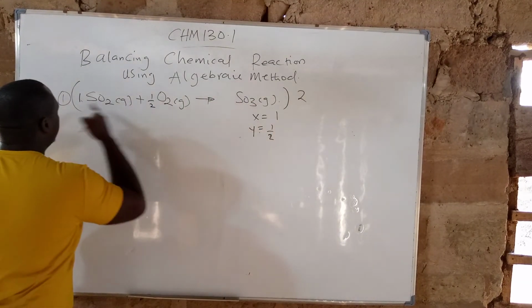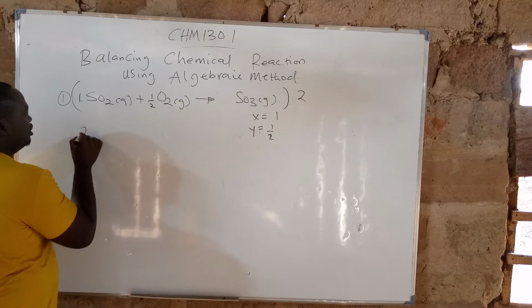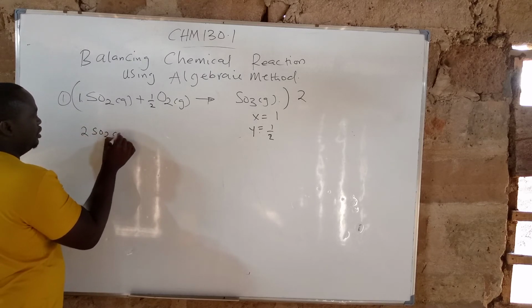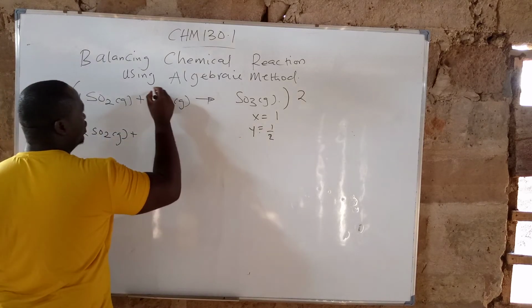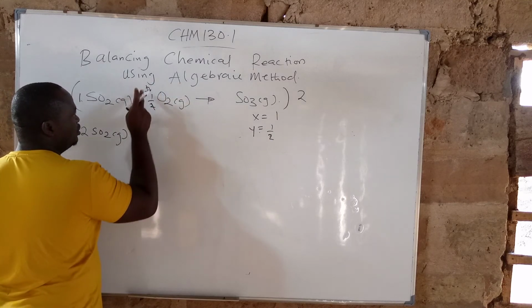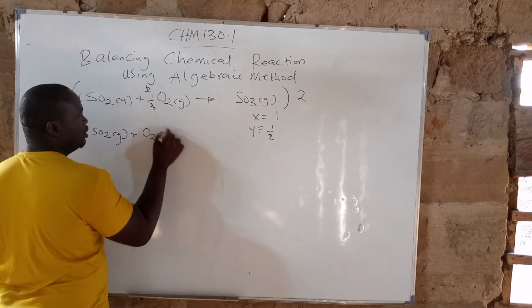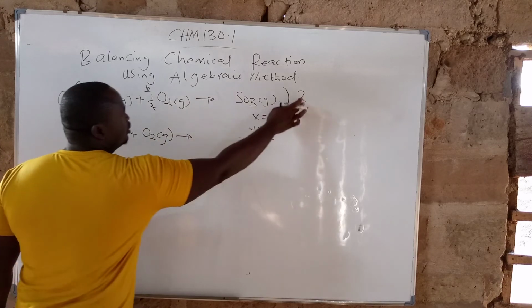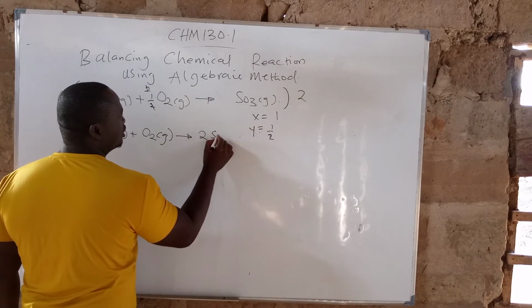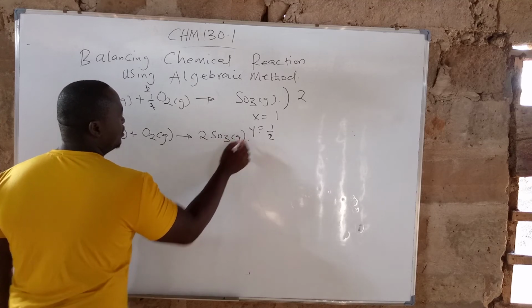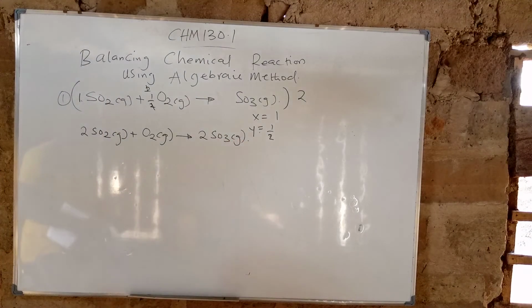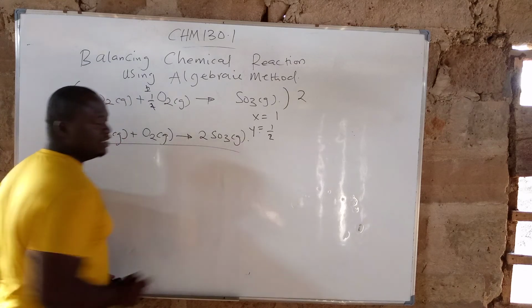So if 2 comes to this place, you have 1 times 2 which gives you 2SO2. Remember, it's gaseous. Plus, 2 comes here, 2 divided by 2 remains 1. 1 times O2 gives you O2, all in gas. Now 2 times this should give you 2SO3, and that will be in gaseous form. So that is the answer.